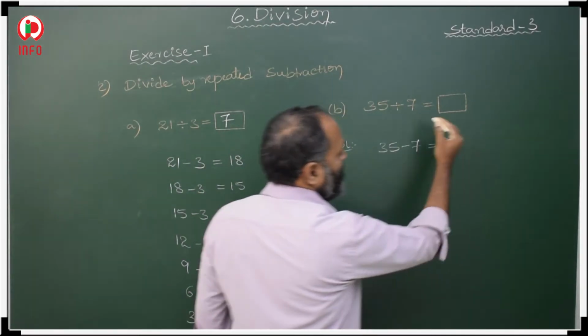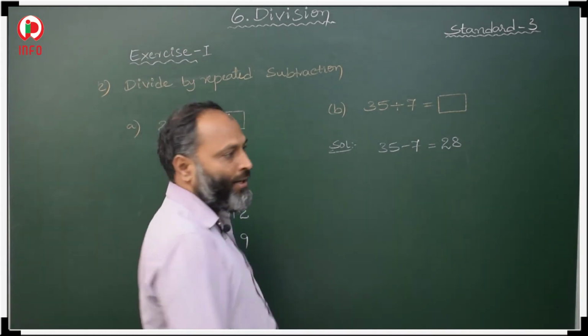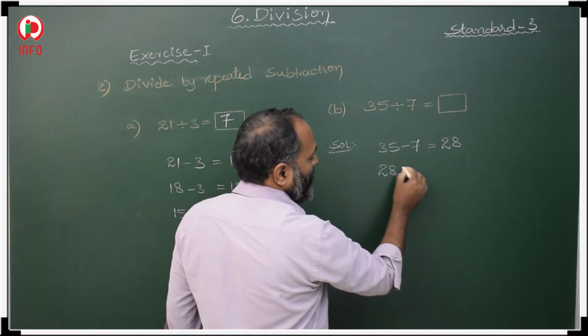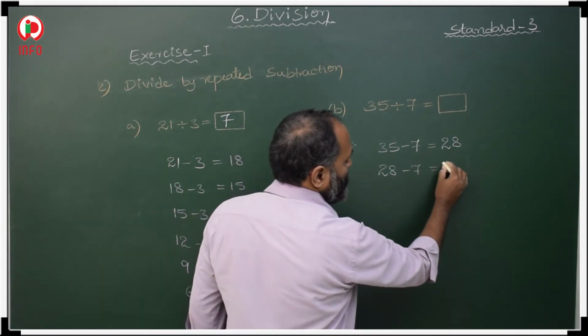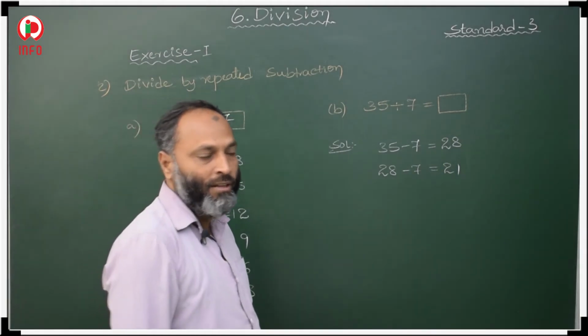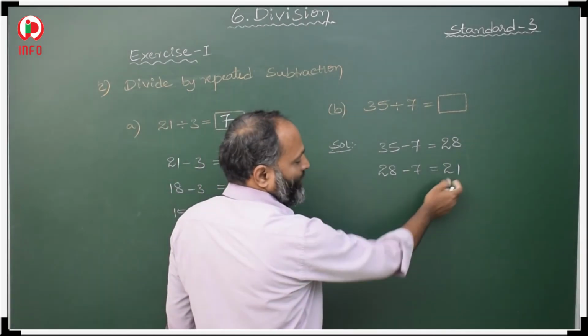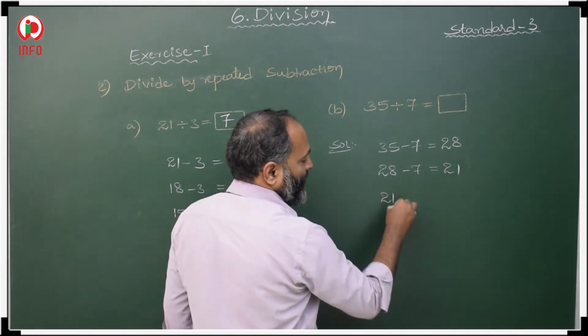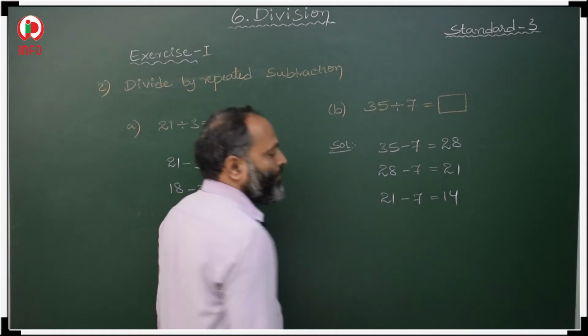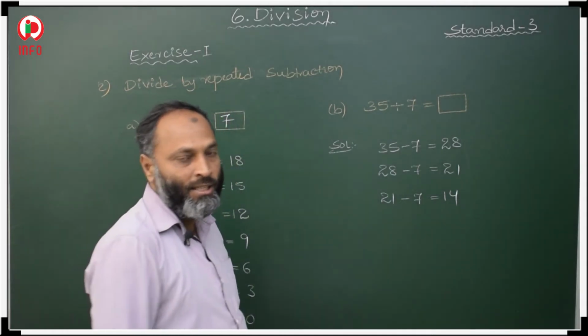28. And after that, what is the difference here? 28 minus 7 is 21. And what is the difference here? 21 in the second step. 21 minus 7 is 14. 14 is the difference in the third step.